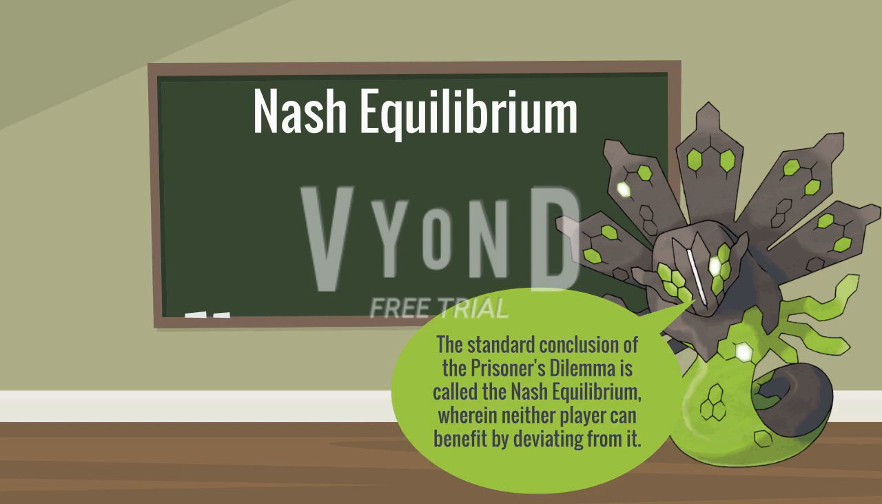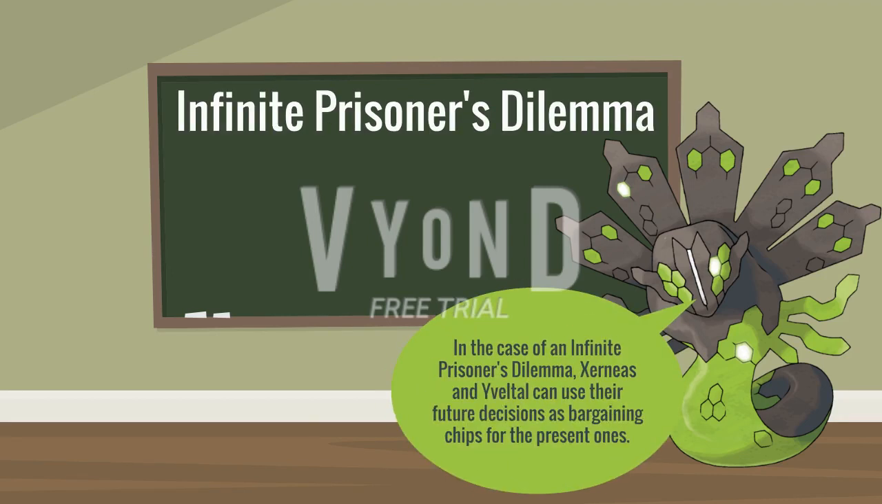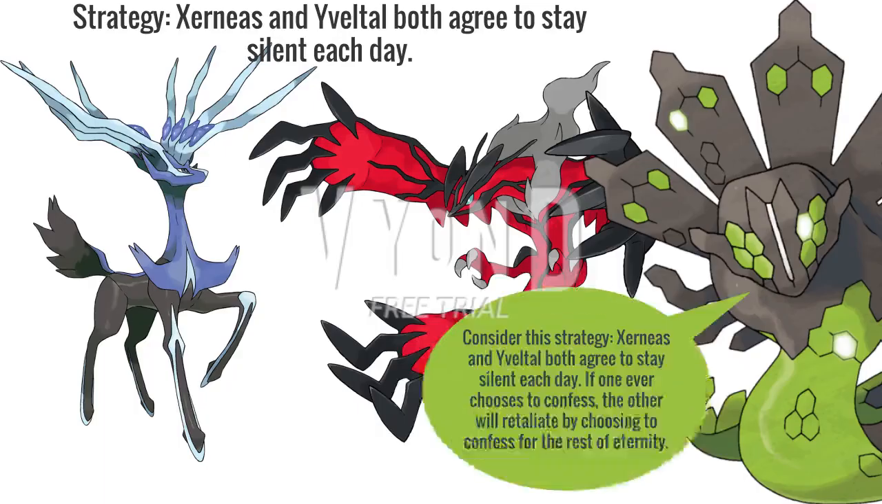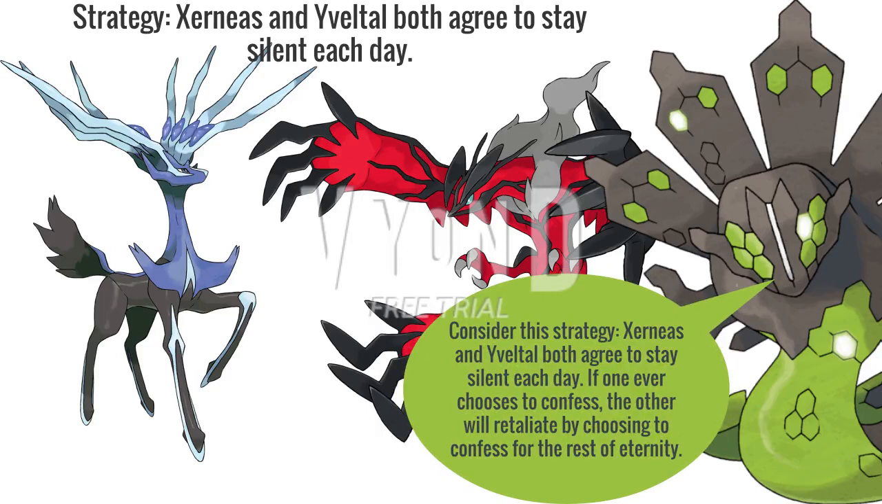The standard conclusion of the prisoner's dilemma is called the Nash equilibrium, wherein neither player can benefit by deviating from it. In the case of an infinite prisoner's dilemma, Xerneas and Yveltal can use their future decisions as bargaining chips for the present ones. Consider this strategy: Xerneas and Yveltal both agree to stay silent each day. If one ever chooses to confess, the other will retaliate by choosing to confess for the rest of eternity.